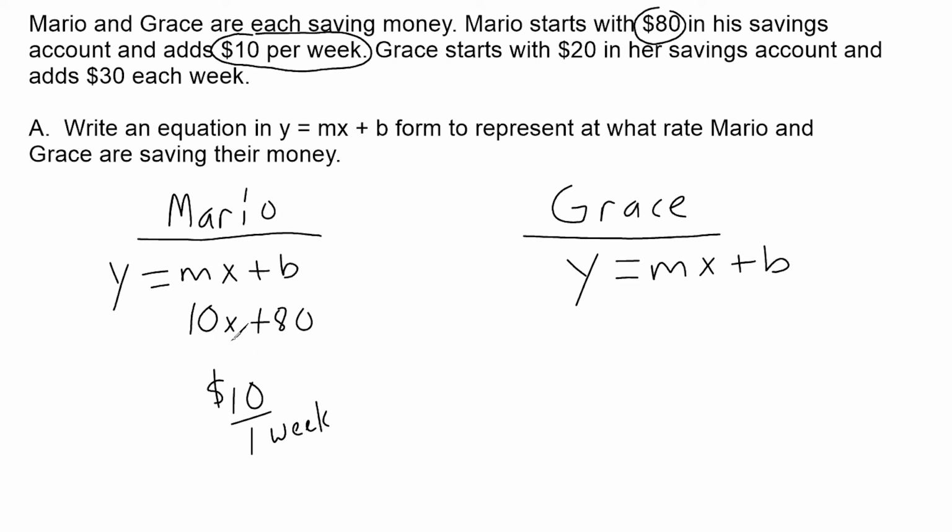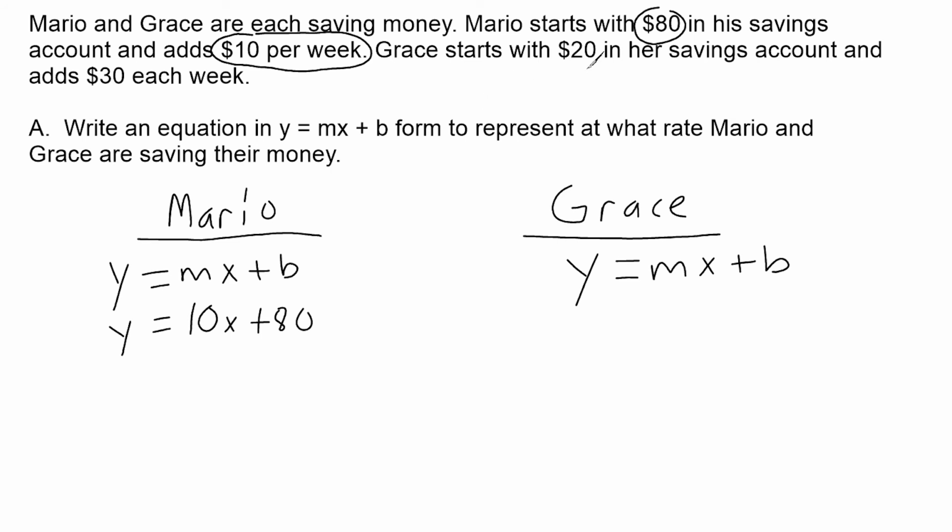Now, x represents the number of weeks that Mario is saving. So if we wanted to plug in 2 weeks into x, we would multiply 2 by that $10 to get 20 and then add 80 and say that y would be equal to $100 in his savings account.